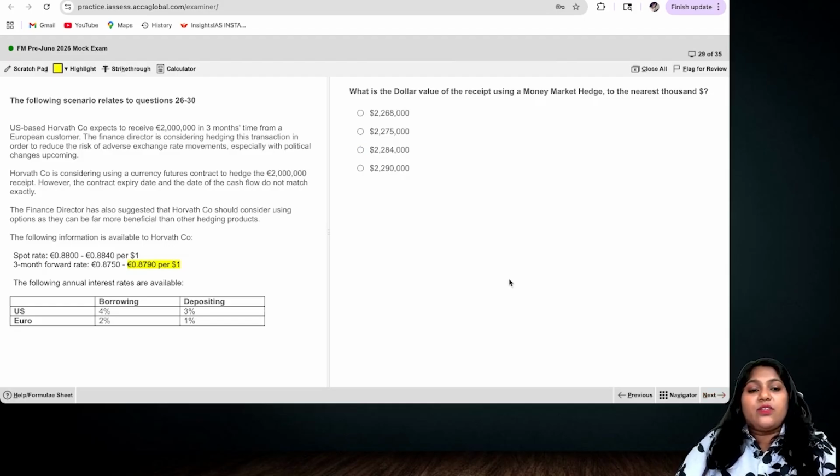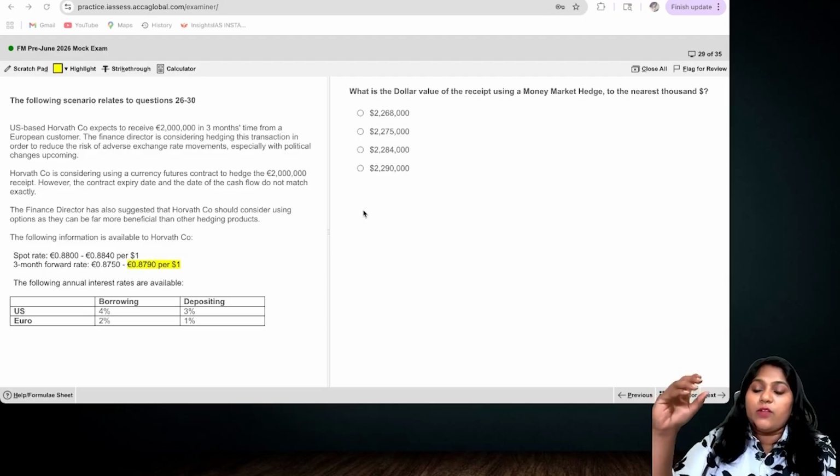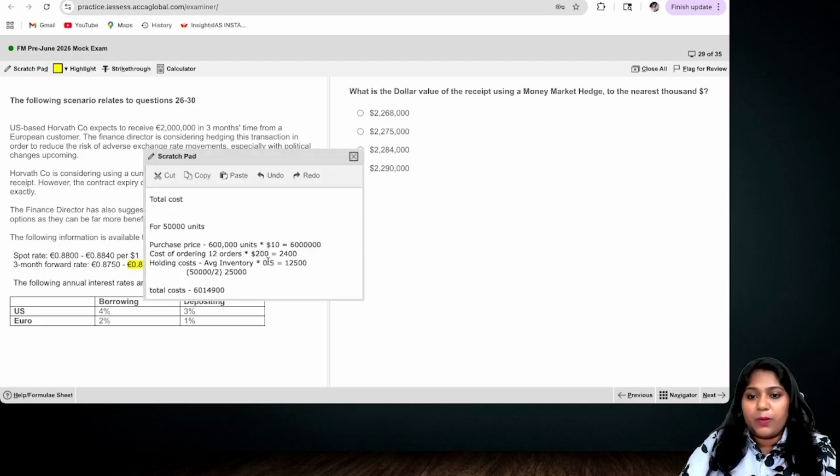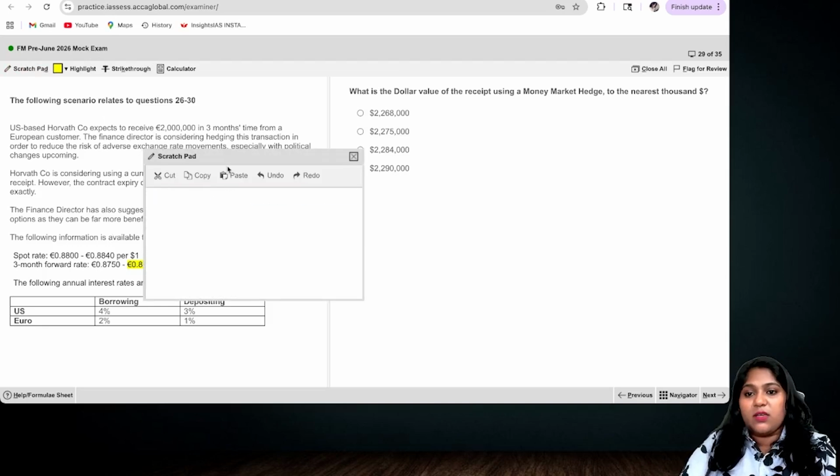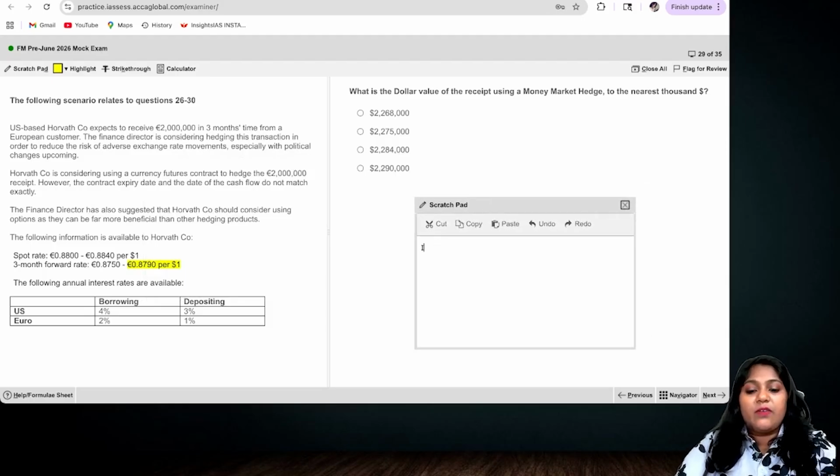And what is the dollar value of the receipt using a money market hedge to the nearest $1,000? Guys, if you do money market, what will you do? Let's first understand what a money market hedge is. Say I'm going to receive 2 million euros in 3 months' time. So what will I do? I will go borrow some amount of euros right now. How much will I be borrowing, guys? Understand, this is a proper money market hedge that you have to set up and tell the value. So what happens? I will borrow in euros, which is lesser than what?